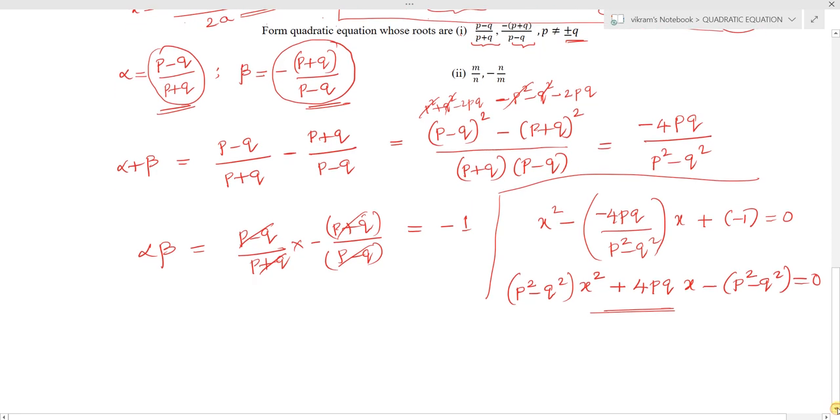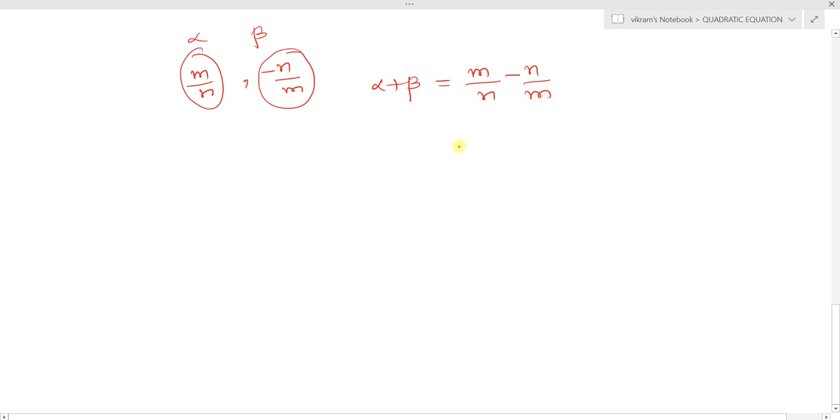Now consider another question. He has given the two roots as m by n and minus n by m. Let's consider one root as alpha and the other root as beta. Then alpha plus beta equals m by n minus n by m. If we simplify this, taking LCM mn, we get (m square minus n square) by mn, which is alpha plus beta.